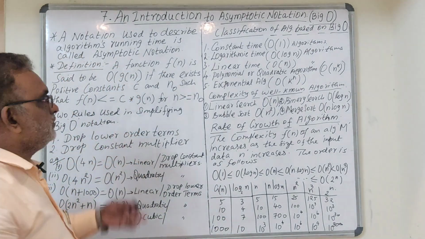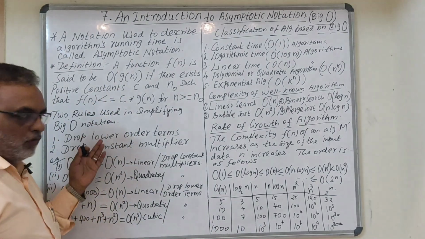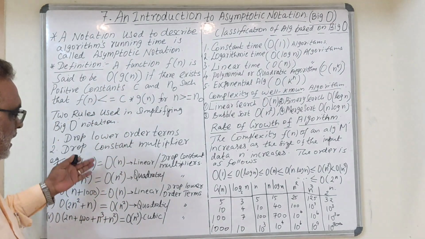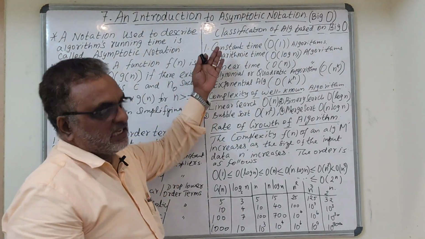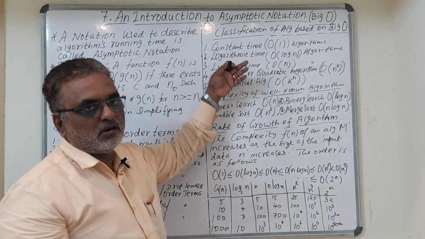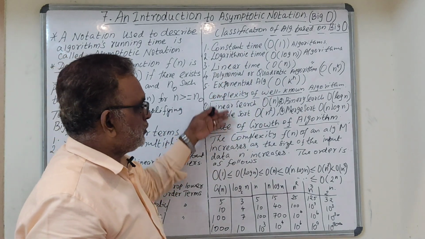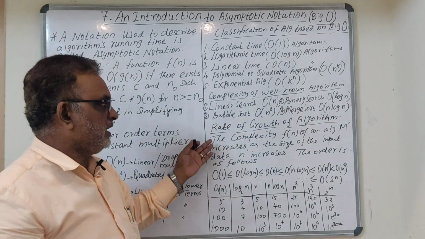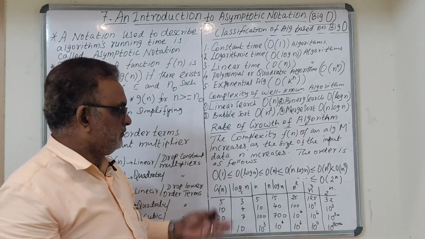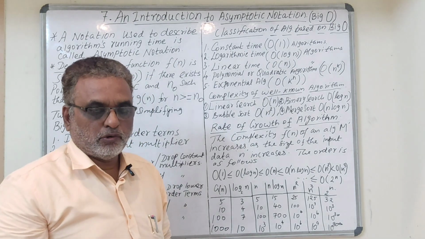So in this video we have discussed what asymptotic notation is and what the rules regarding it are, and some examples we have discussed, and similarly the classification of algorithms based on big O notation, and also we discussed the complexity of some well-known algorithms, and finally the rate of growth of algorithms with the help of this table. I hope you understood the concept.